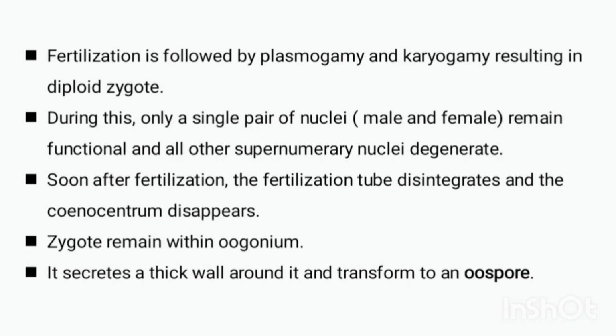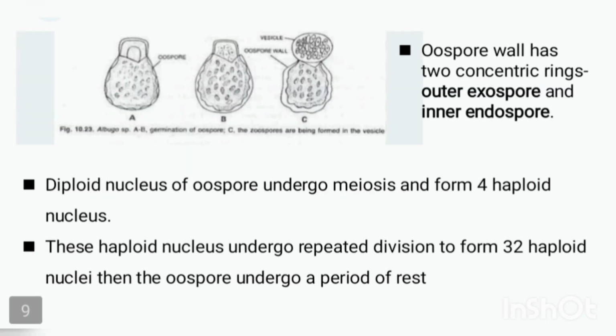Now let us see the structure of the oospore. The oospore has two walls, the outer exospore and the inner endospore. Now we know the nucleus of the oospore is diploid. It undergoes meiosis to form 4 haploid nuclei. These haploid nuclei again undergo repeated division to form in total 32 haploid nuclei. Then this oospore undergoes a period of rest after developing 32 haploid nuclei.